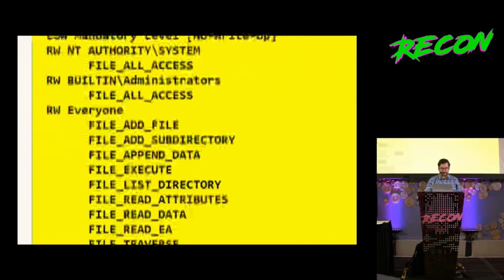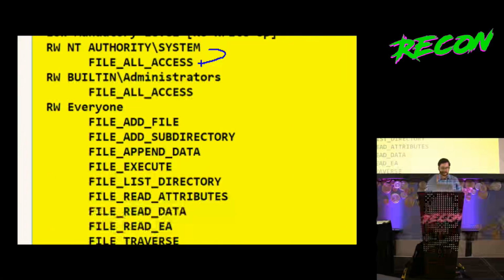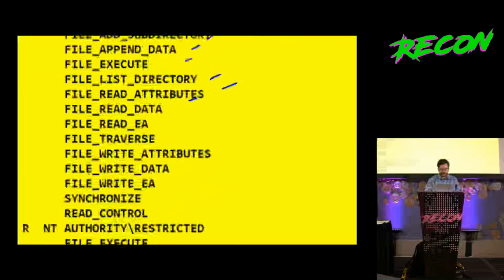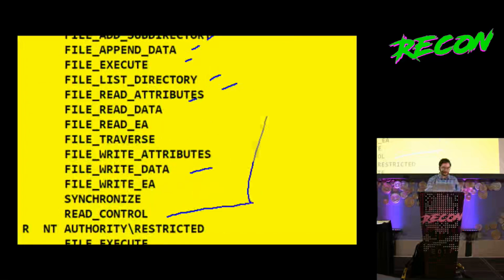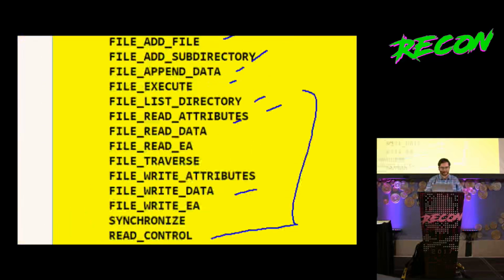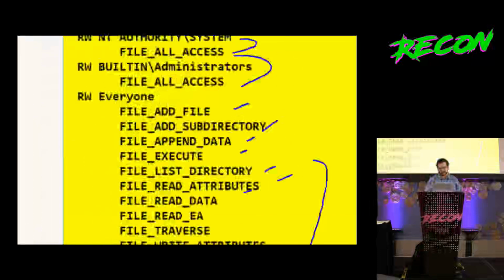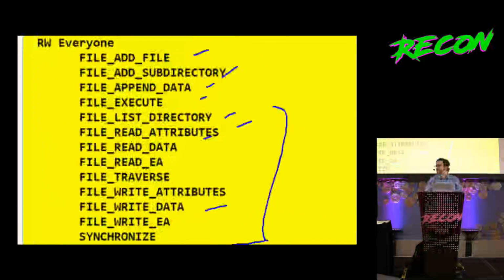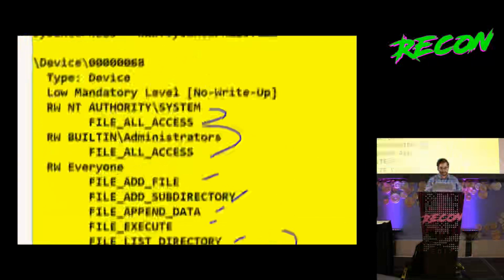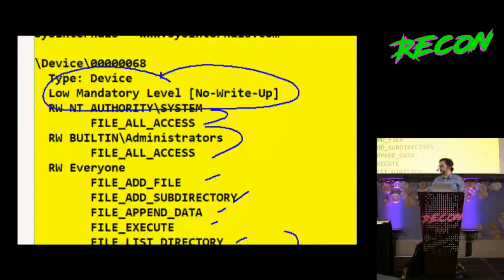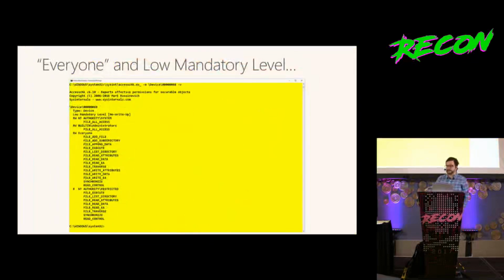From Sysinternals, we can see that SYSTEM has all access, administrators have all access, and everyone has add, append, execute, list, read, traverse, write. I mean, this is basically all access, but without actually putting all access. And restricted has read. So everyone can basically read and write to SAM. And not just everyone, but the integrity level, if you're familiar with that, is low. So anyone at low IL can just send commands to SAM.